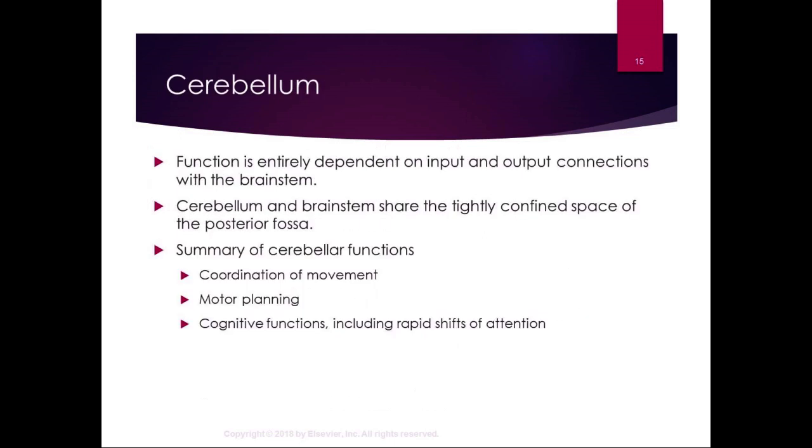The cerebellum is not really part of the brainstem, but it is directly adjacent to the brainstem, and its function is entirely dependent on the input and output connections with the brainstem. So the cerebellum and the brainstem are really close together in the posterior fossa. And as we talked about in the cerebellum chapter, the cerebellar functions are to coordinate movement, motor planning, and cognitive functions, including rapid shifts of attention. So lots going on in the cerebellum, and lots of that information is being processed through the pons.